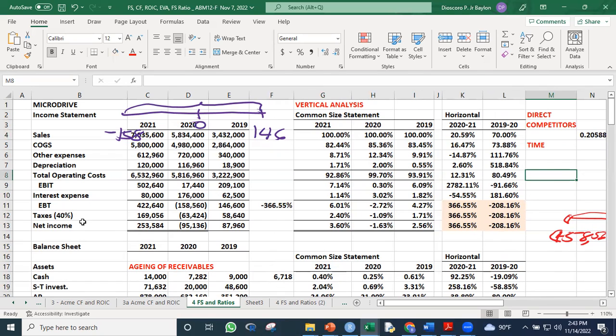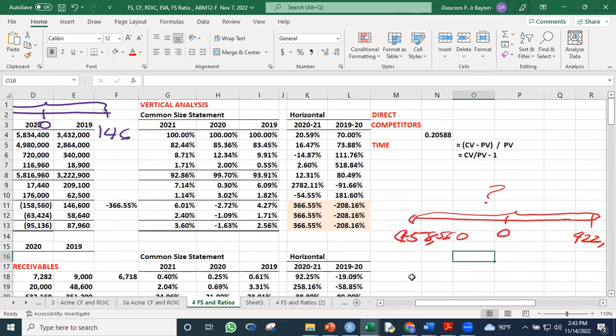And we said that when we look at ratios, when we look at metrics by which we assess the performance of a firm, we do not look at it in isolation. We look at it holistically. We try to compare it with other ratios, and we benchmark it against two things: the direct competitors and time.